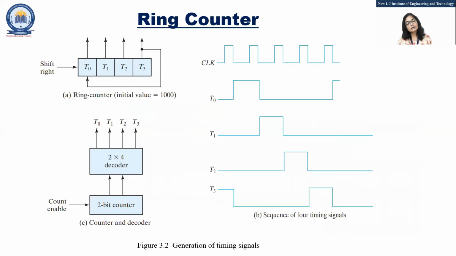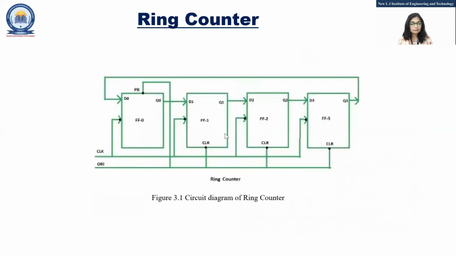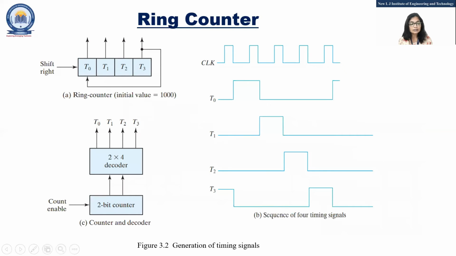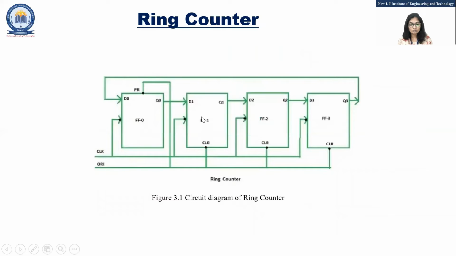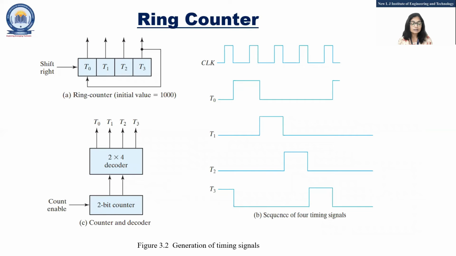Okay, so why is the ring counter better? Here is one example I have taken: this output, as we have seen here, can be generated by the ring counter as well as by a counter and decoder. This is the 2-bit counter and decoder circuit. But this ring counter is a simple circuit. In the decoder circuit, we are using AND operations, and then we have to use a 2-bit counter also. So compared to that circuit, this will be simpler. So that's why we will use a ring counter.